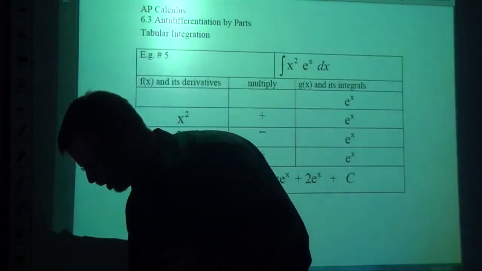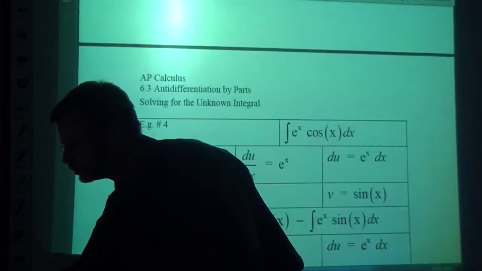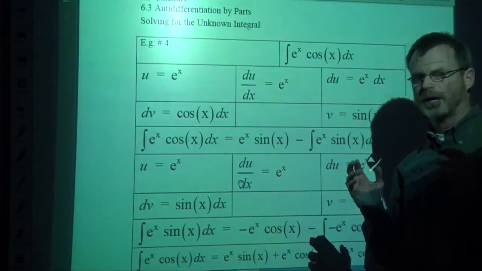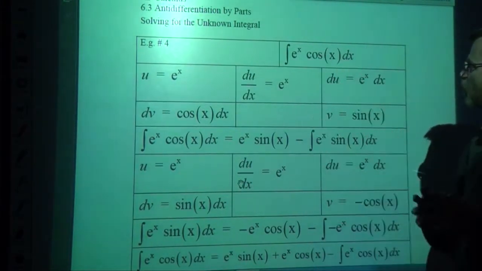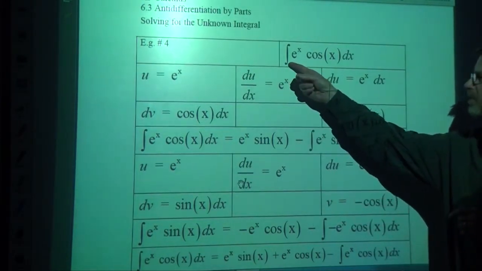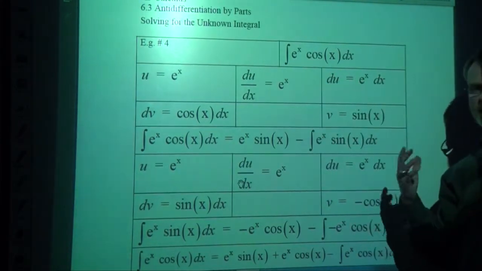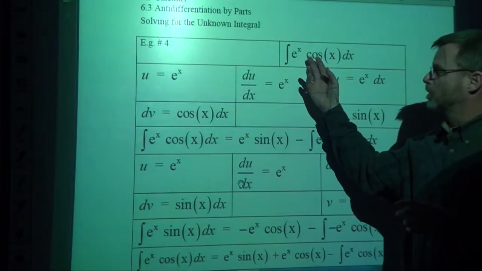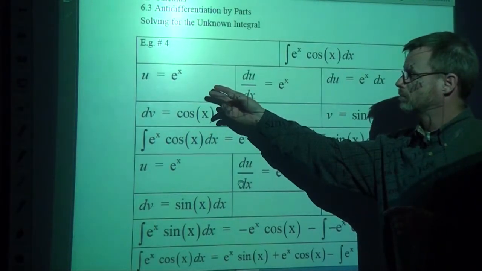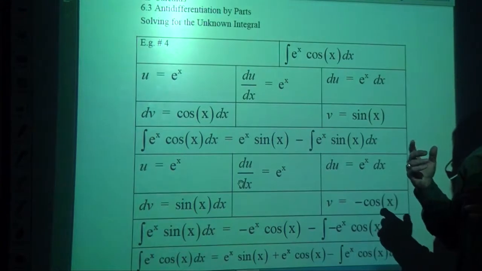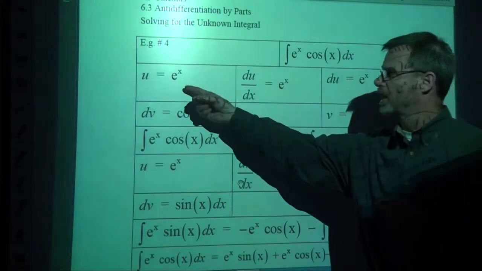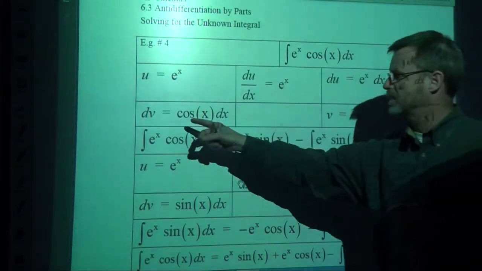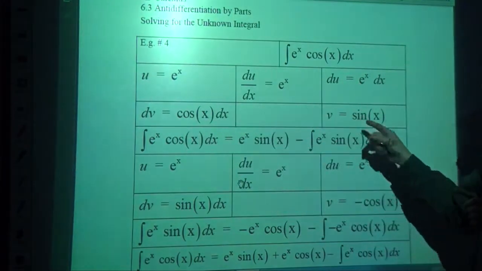Now, we're going to move on to example 4, and then you're going to have one more problem to do. So in example 4, we've got the indefinite integral of e to the x cosine x dx, and you see that it's not a candidate for tabular integration. We're going to assign, going by the guidelines, e to the x, the exponential function, so we're assigning that to u. We differentiate it across. Cosine x dx is our dv. So we're integrating that, and we're getting sine x.